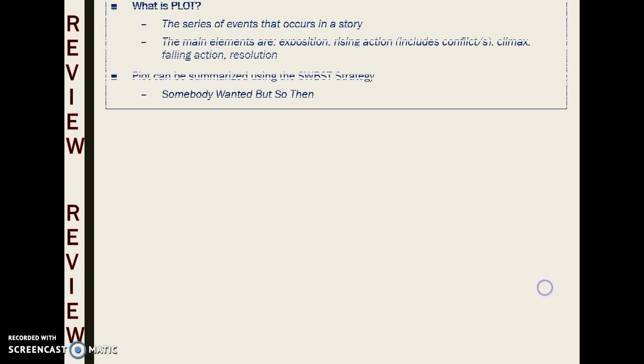Let's review. What is plot? The series of events that occurs in a story. The main elements are exposition, rising action, which includes the conflict or conflicts, climax, falling action, and resolution. Plot can be summarized using the SWBST strategy. Somebody wanted, but so then.